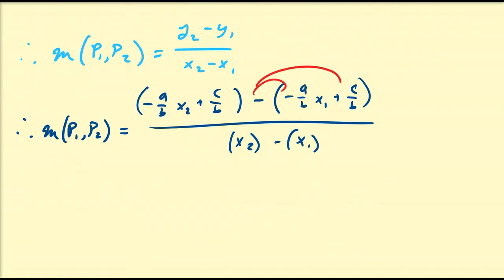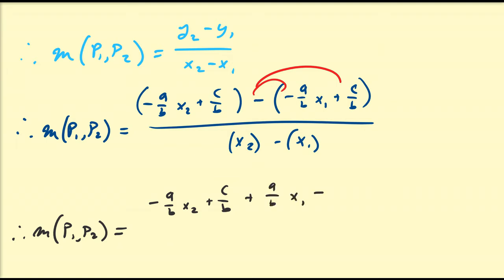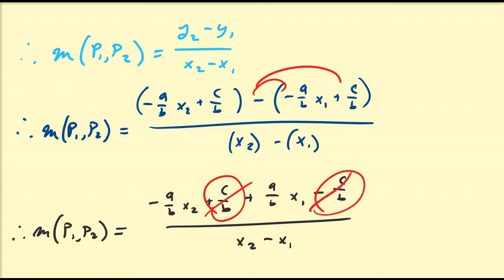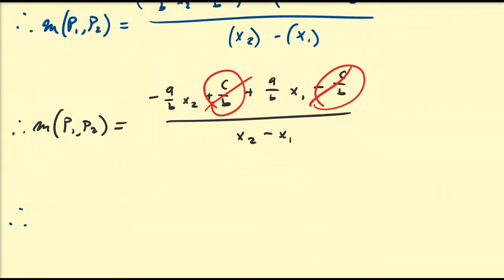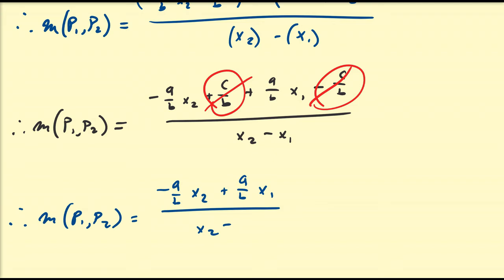I'm going to distribute this negative across that parenthesis. So the slope between points P1 and P2 is equal to (-a/b)x2 + c/b + (a/b)x1 - c/b, all over x2 - x1. As I see, the c/b terms will cancel, so we can just cancel them out. And I just have m of P1 and P2 is equal to (-a/b)x2 + (a/b)x1, all over x2 - x1.